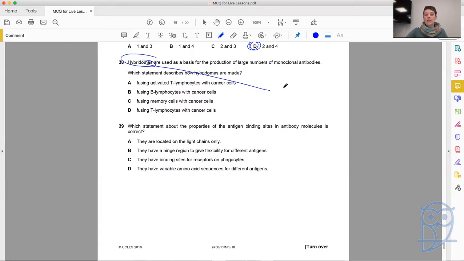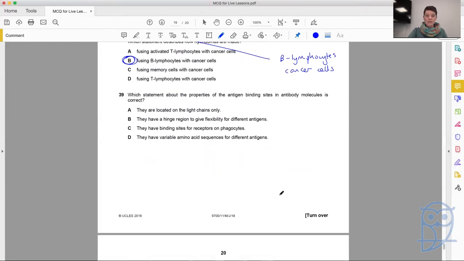So antibodies are made by our B lymphocytes, and never stopping dividing is our cancer cells. So where do we find B lymphocytes with cancer cells? It's here in option B.